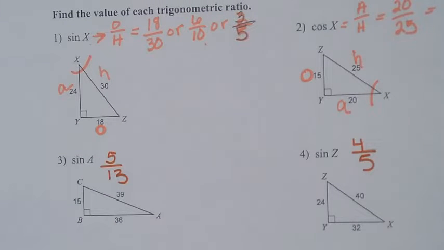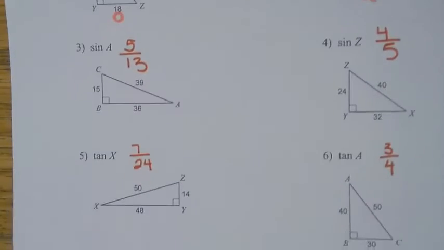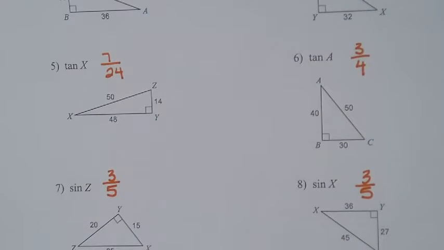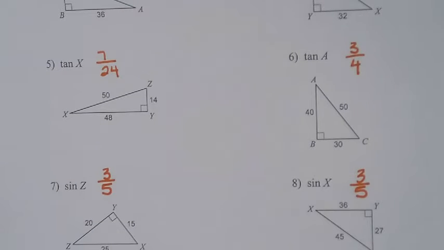So number 3 should be 5/13. Number 4 should be 4/5. Number 5 should be 7/24. Number 6 should be 3/4. Now, as you're looking at these, if you didn't finish them yet, don't write the answer down. You have the answers on Canvas, so you can go back and check them later. You need to have the practice of doing it. So just correct the ones you have, and then you can correct the other ones after you finish them.